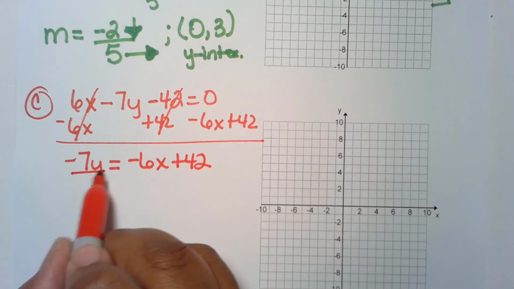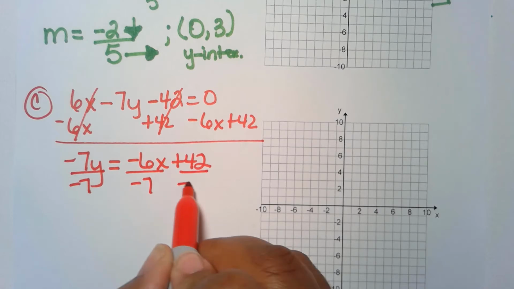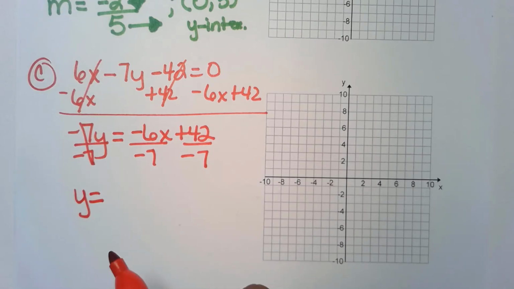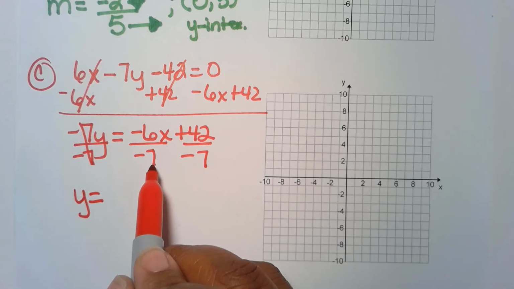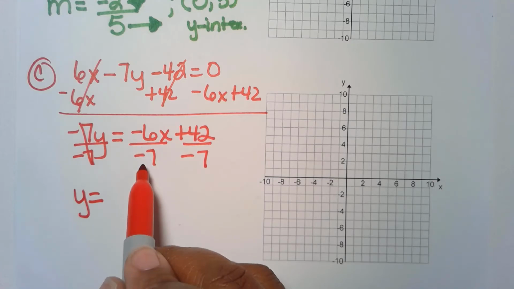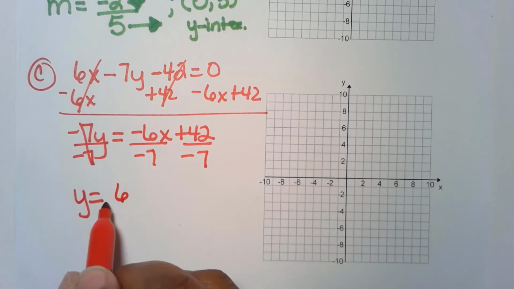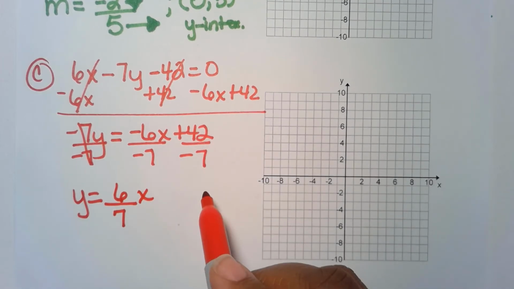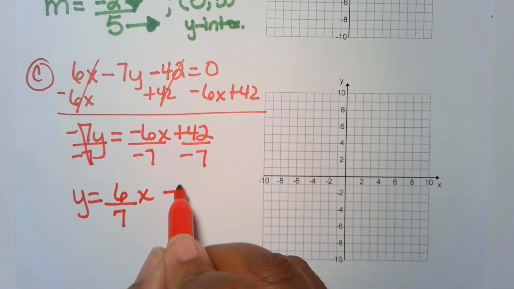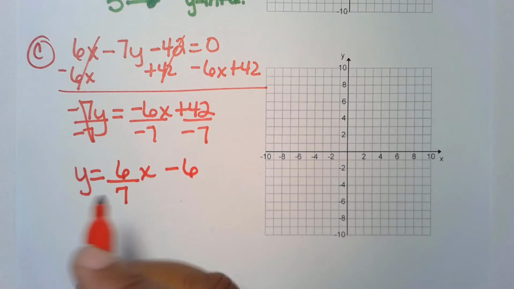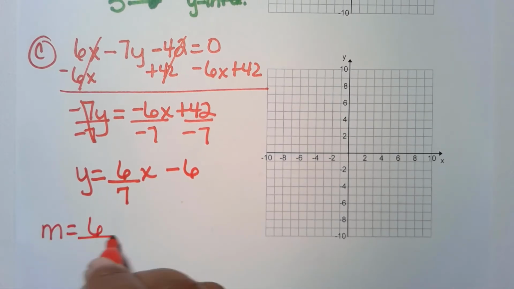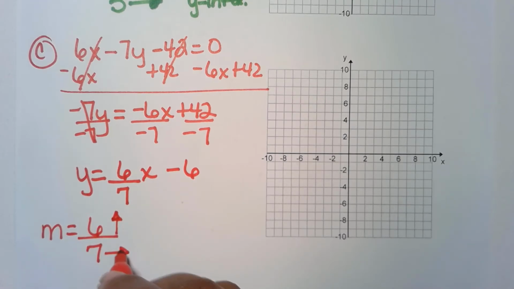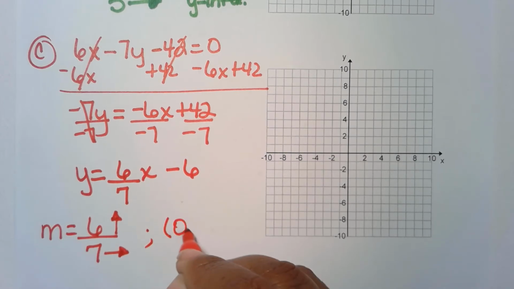Then let's divide by negative 7 to each term. And we have y is equal to negative 6x over negative 7. Negative divided by a negative is positive. So that's going to be positive 6 over 7 times x. And then we have 42 divided by negative 7. That gives us negative 6. So our slope, 6 over 7, we're going to rise 6 units, then run 7 units to the right. And then our starting point is at 0, negative 6.